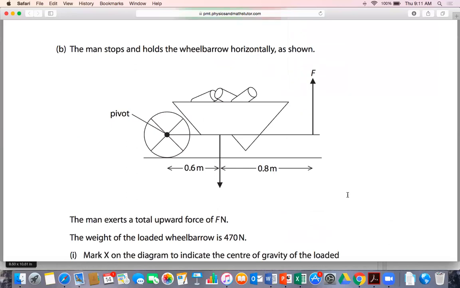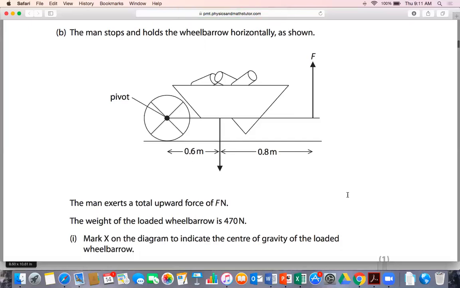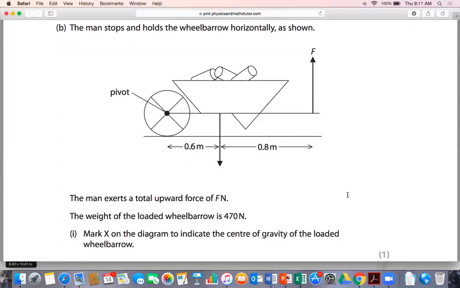Okay, everyone okay so far? Yes. Okay, the man stops and holds the wheelbarrow horizontally as shown. The man exerts a total upward force of F Newton, we don't know. The weight of the loaded wheelbarrow is 470 Newton. Mark X on the diagram to indicate the center of gravity of the loaded wheelbarrow. Who would like to try? You can write on my screen.